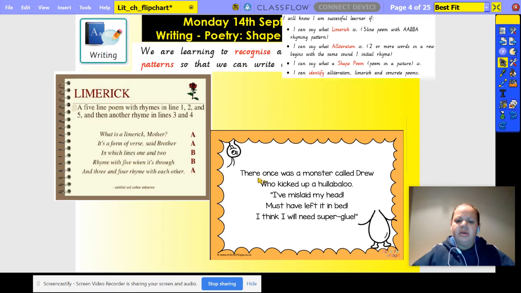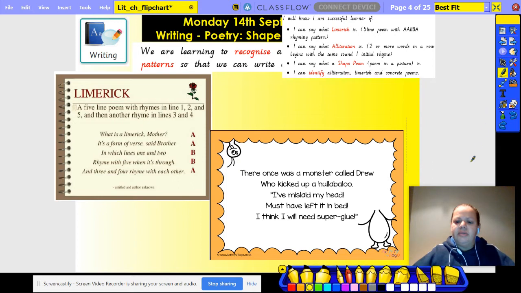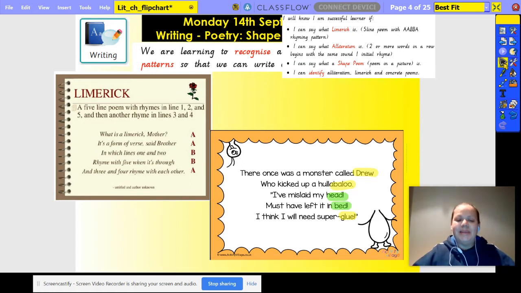Here is another one. There once was a monster called Drew who kicked up a hullabaloo. I've mislaid my head, must have left it in my bed. I think I will need super glue. And if we use our highlighter, we can see that we have Drew rhyming with hullabaloo and glue. And then we've got head rhyming with bed. So that is a limerick.